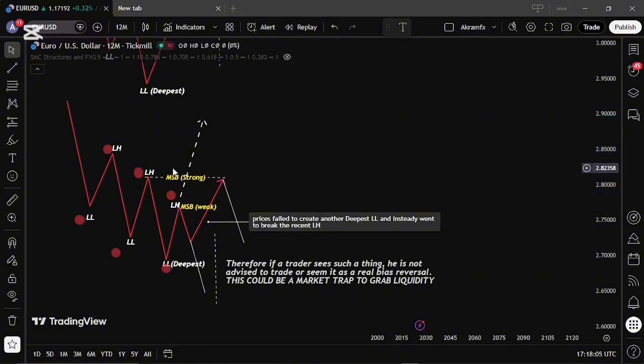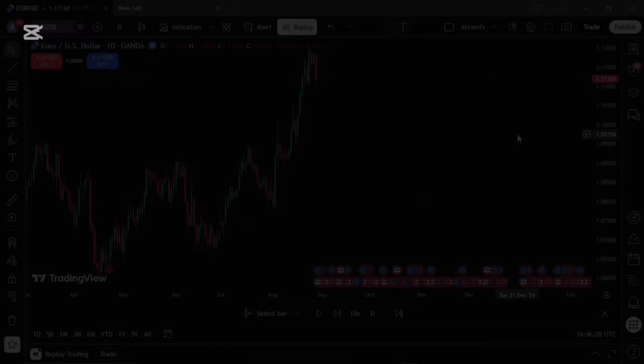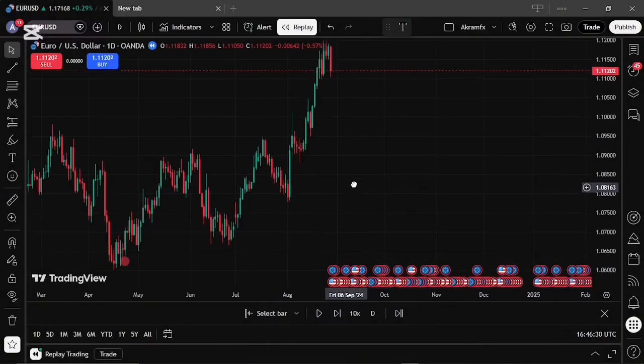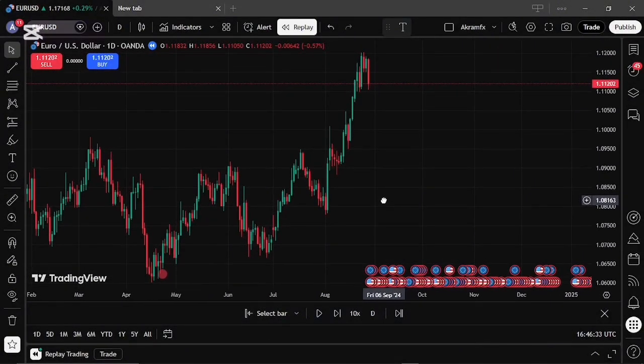When you see that, know that sellers are getting exhausted and buyers are coming into the market, and likewise for the bullish trend. When you see that in a bullish trend, know that buyers are getting exhausted and sellers are coming into the market. Now let's have a few examples and see how we trade this before we go further with the strategy. Okay, now let's have an example of what we've learned.